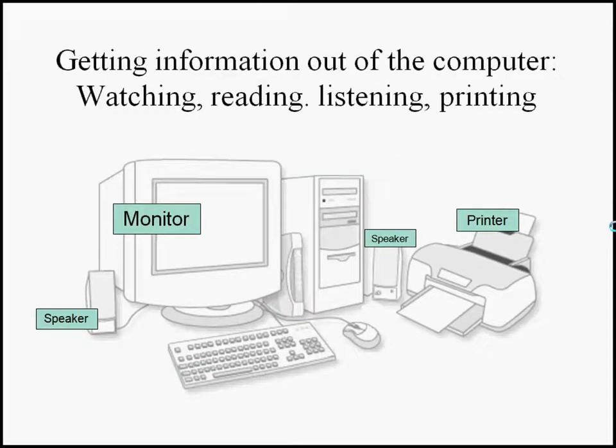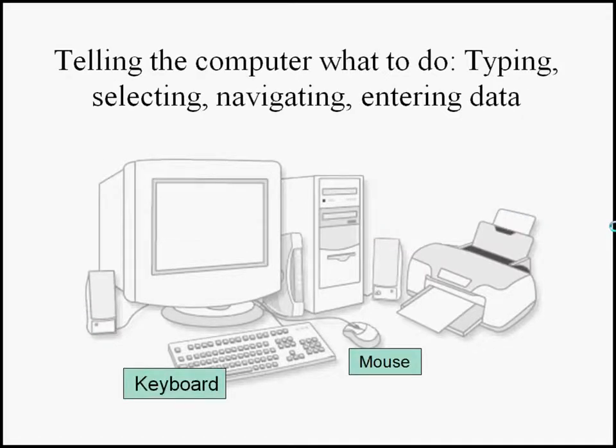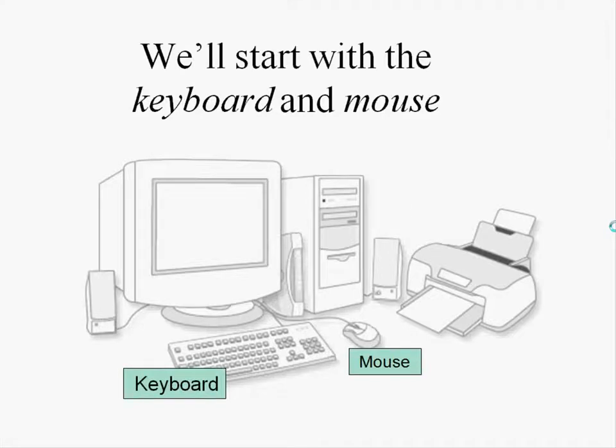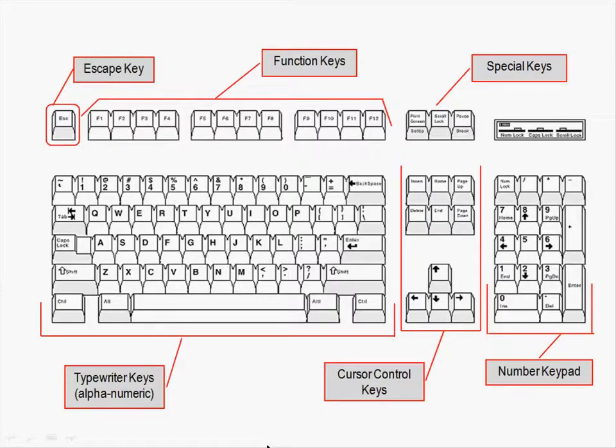Now, think about the monitor, the speaker, and the printer as three different ways to get information out of the computer, by watching, reading, listening, and printing. There's only two ways to get, immediately anyway, information into the computer, and that's the keyboard and the mouse. But the computer is what does the work. We'll start with the keyboard and the mouse. Let's take a look at the keyboard.